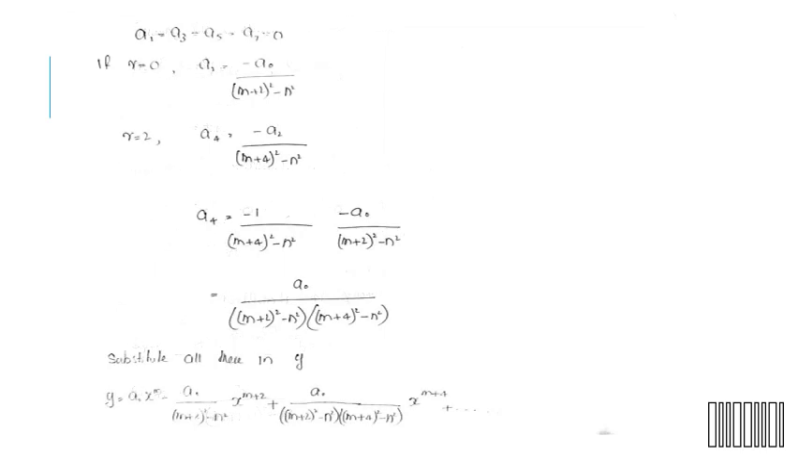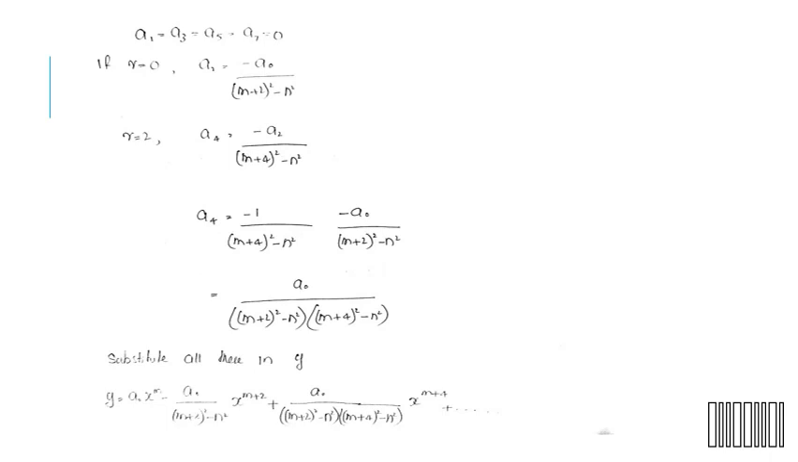The next part, we get by equating the coefficient of x raised to m plus r plus 2. We have ar plus 2 into ((m plus r plus 2) whole square minus n square) plus ar equal to 0. That is ar plus 2 equal to minus ar by ((m plus r plus 2) whole square minus n square). That is a1 equal to a3 equal to a5, all the odd coefficients are equal to 0. So if r equal to 0, a2 equal to minus a naught by ((m plus 2) whole square minus n square). If r equal to 2, a4 is equal to a naught by ((m plus 2) whole square minus n square) into ((m plus 4) whole square minus n square).